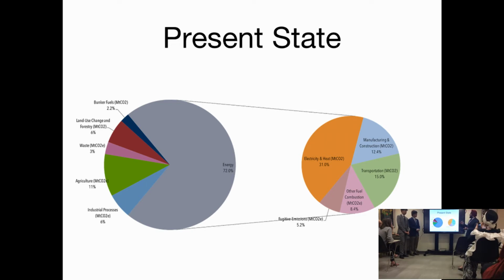If we come to energy, where is all the energy being used? One, the production of electricity and heat, that is 31% of the total. Another one is the combustion of fuel, which contributes 8% of the total. The transportation sector contributes 15%, and then manufacturing, construction, and different industries contribute 12%.